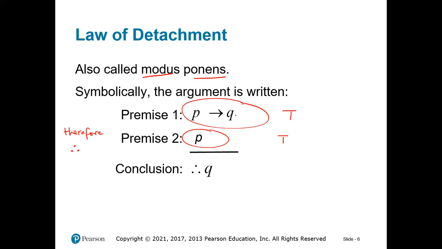It tells you if P implies Q, it's true. And if P is true, can you say that Q is true or false? If it is true based on this, then the argument is valid. If not, it's not valid.